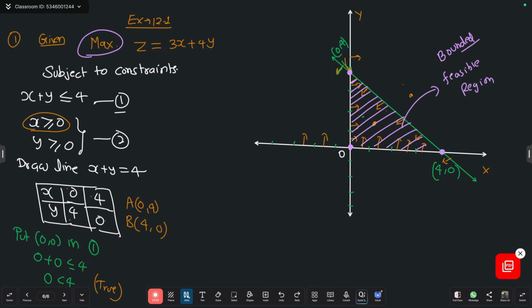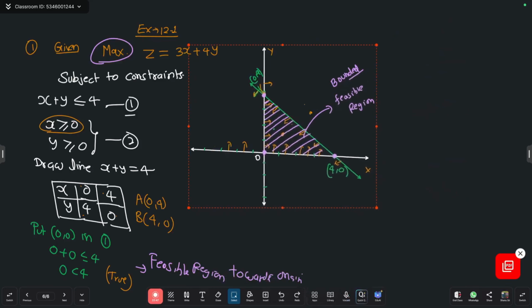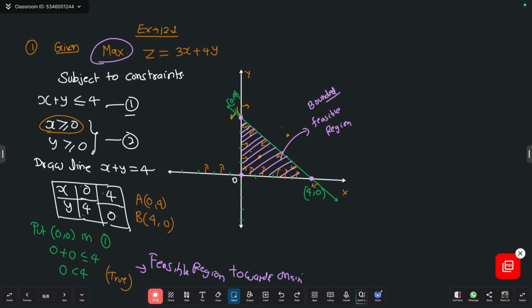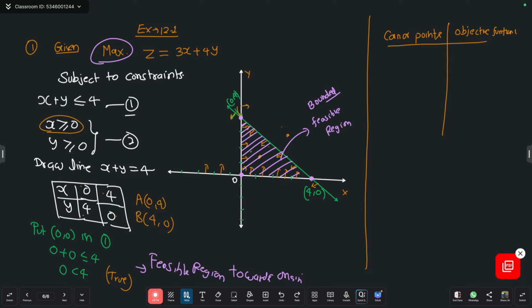After that I will make a table. What is the table? Here, corner points, you can say corner points or vertices, and this side, the objective function's value. So how many corner points? First is the origin (0, 0), second is point A, which is (0, 4), and then point B, (4, 0).